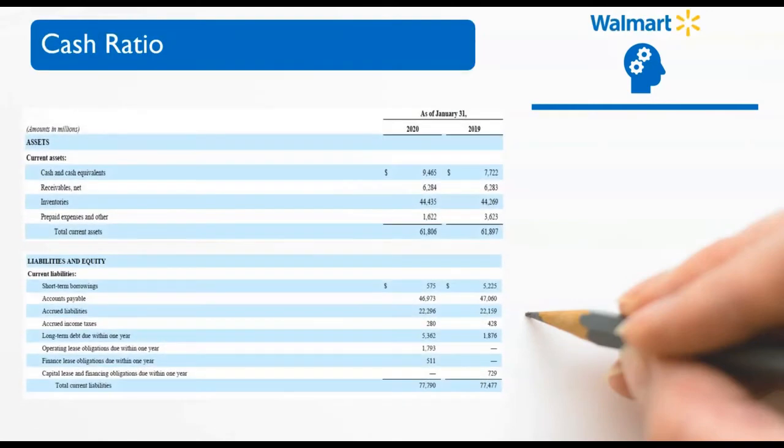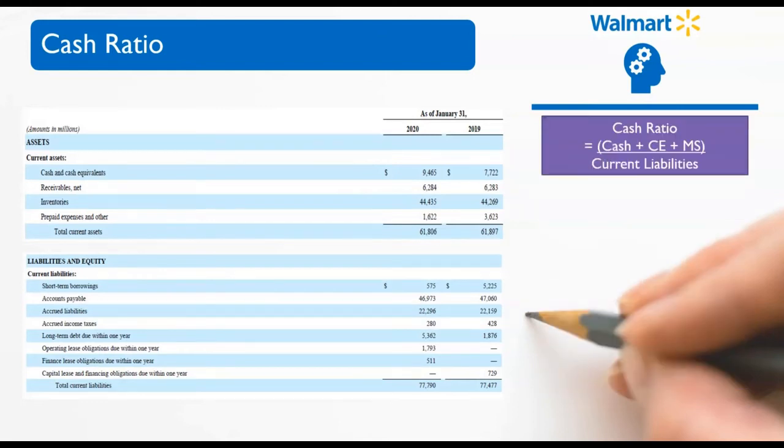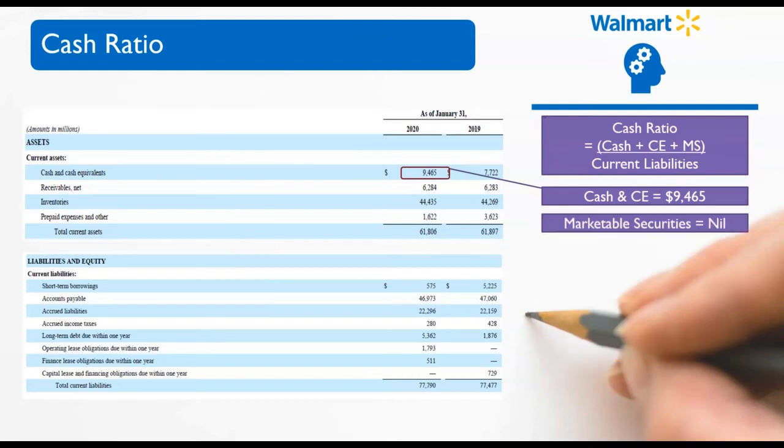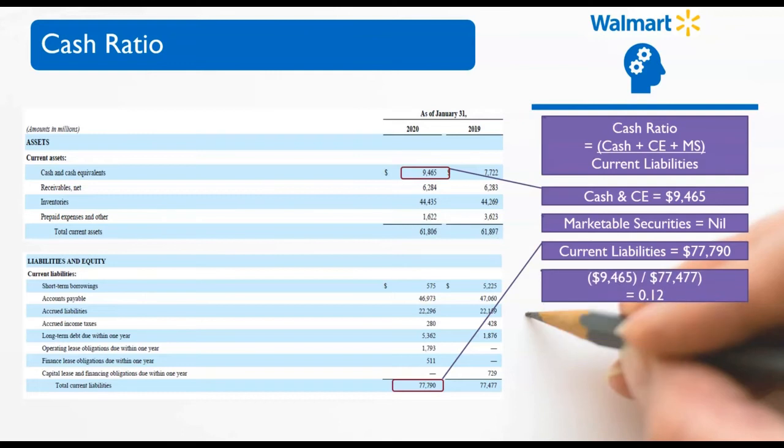On this slide, we will now calculate the cash ratio for Walmart. Using the same formula, first, we'll find cash and cash equivalents of $9.5 billion. We'll notice that Walmart does not have marketable securities on its balance sheet. And then we find its current liabilities of $77.8 billion. When we take in those amounts, we come up with a cash ratio of 0.12.